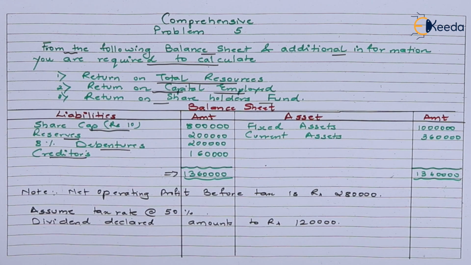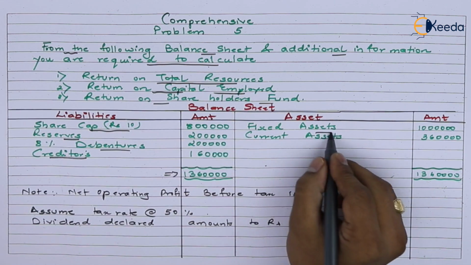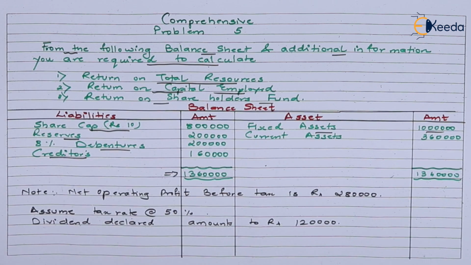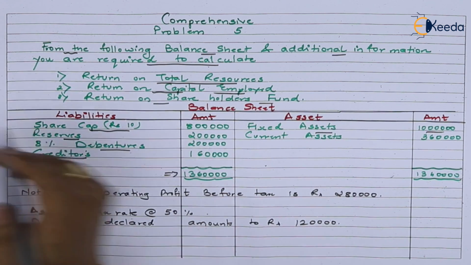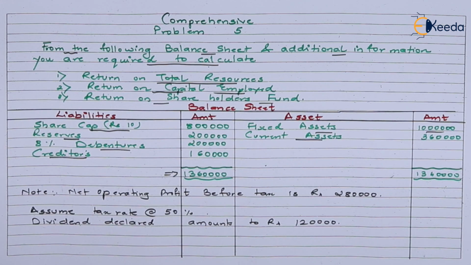On the asset side, we have fixed assets amounting to rupees 10 lakhs and current assets amounting to rupees 3,60,000. Now there's additional information that has been mentioned down here. Let's read it out.